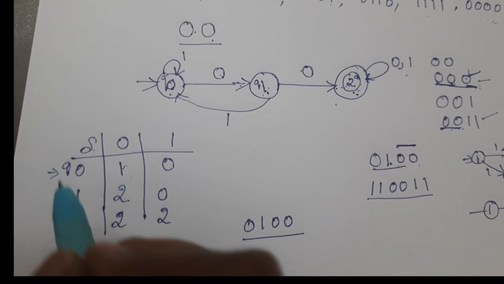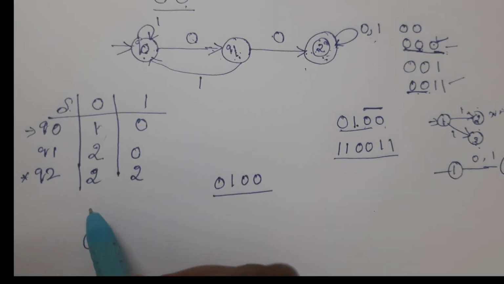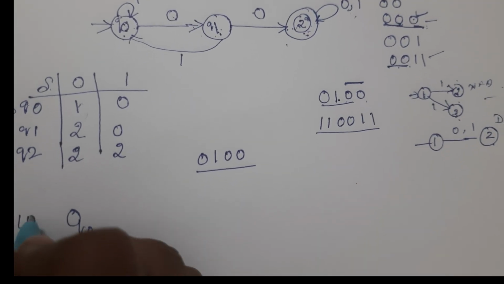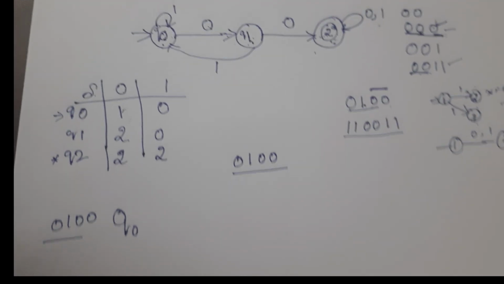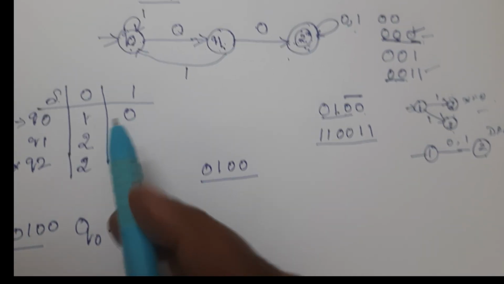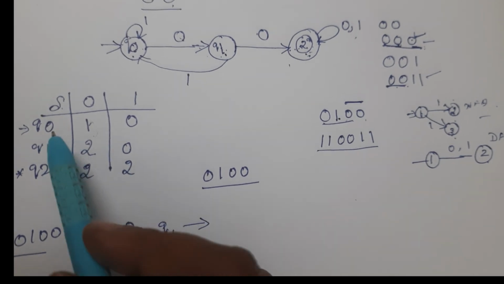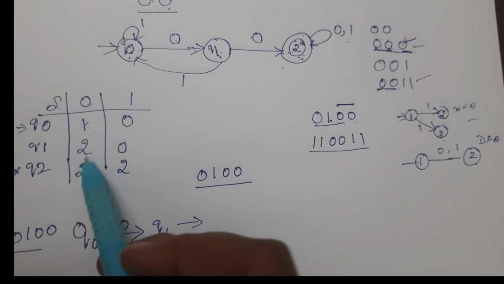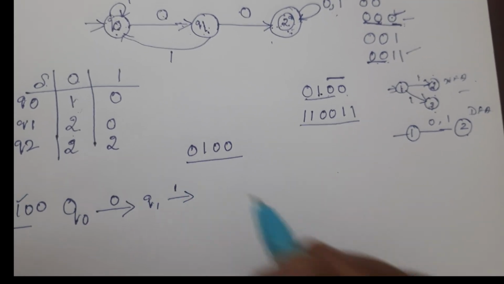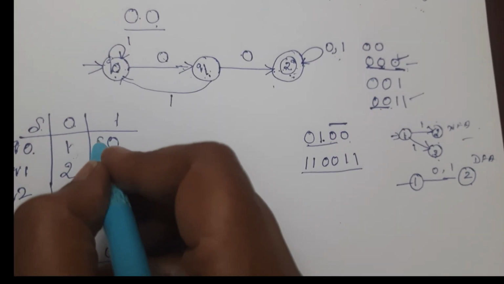Now this is the start state, and this is the final state, and this is your state transition table. I'll start with Q0 and my input string is 0, 1, 0. From Q0, on 0, you will be moving to Q1, and then your second input is 1. Upon giving 1 from Q1, you will be moving to Q0.